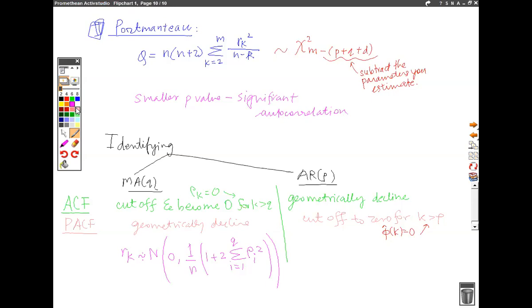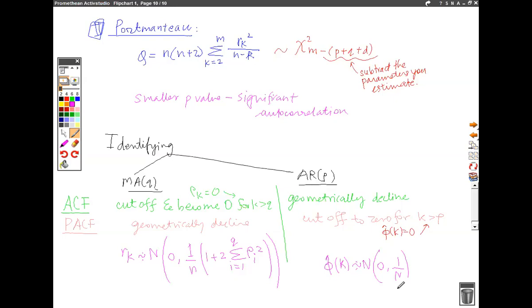And here if I see my partial autocorrelation function, it follows a normal distribution with 0 and 1 upon n. So again, if you have a look at the confidence intervals for these, remember to use this variance for MA, and that will be the variance for the AR model. And that would finish off our process to identify these moving average processes or AR processes.